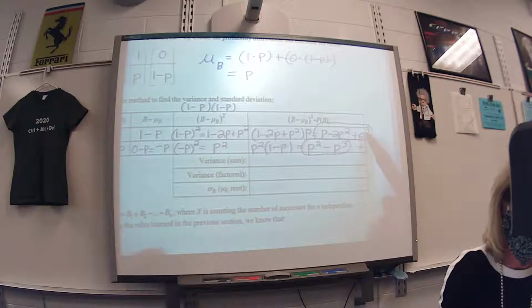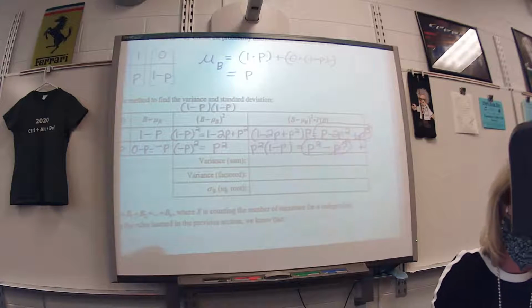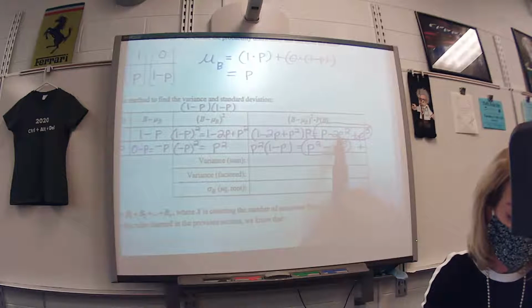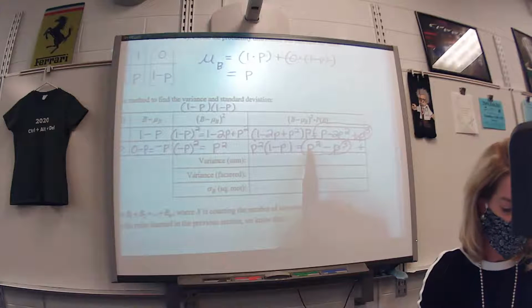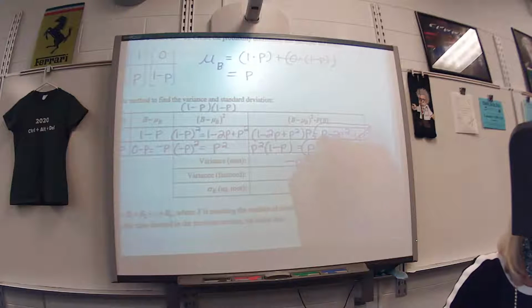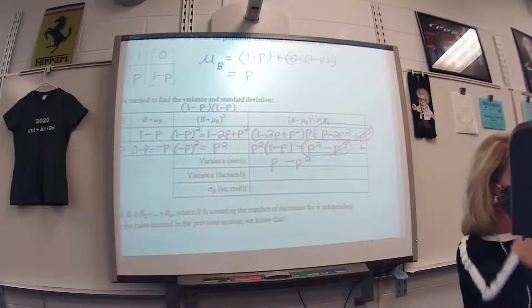Well, p cubed and negative p cubed are just going to cancel each other out when I add them. Negative 2p squared and positive 1p squared is going to give me a negative p squared. And this p doesn't even have a like term, so there it is. I added them together. There's your variance.